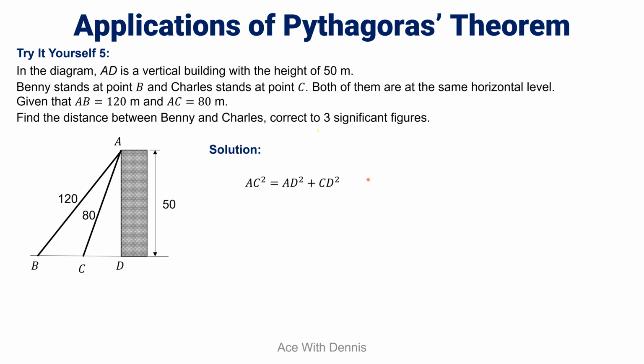So to form the Pythagoras theorem, we have AC squared equals AD squared plus CD squared. Then we substitute the values, we'll get 80 squared equals 50 squared plus CD squared, where CD squared equals 80 squared minus 50 squared, so CD is square root of 3,900.